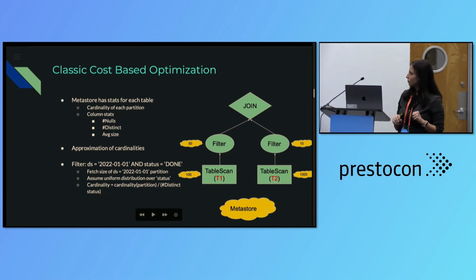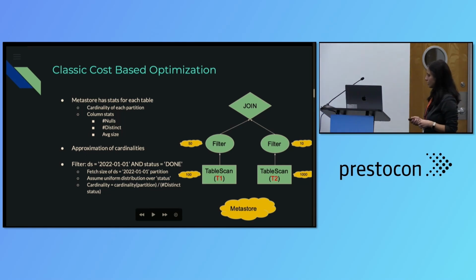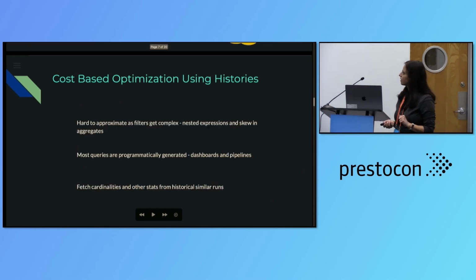So the best you can do in this case is, if you have a filter that says status equals done, that's an equality predicate. You have the number of distinct values, so you can say, okay, if the distribution is uniform, that's how many rows I'll get once I evaluate this predicate. And of course, if data is skewed, that's going to give you an incorrect estimation of the result. But that's still better than nothing in most cases.